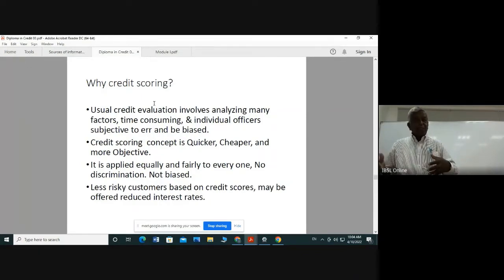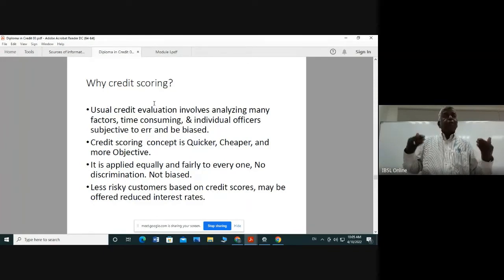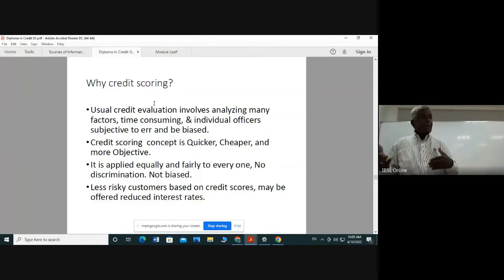And sometimes they may be biased also. So when it is credit scoring, it is a system. The credit scoring concept is quicker. You have to feed the required attributes, and you will get the points. So it is quicker, cheaper, and more objective. It is applied equally and fairly to everyone. No discrimination, not biased. It is a machine, a system. No bias, no discrimination. Less risky customers based on credit scores may be offered a reduced interest rate, as we told earlier. So if the FICO score is very, very high, maybe 800, the less risky customer, the bank may offer him a lesser interest rate for the facility which they are going to grant.